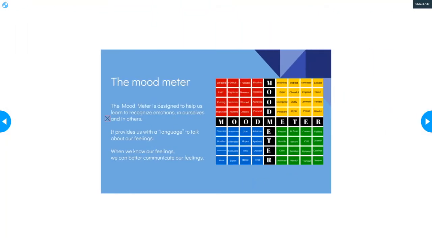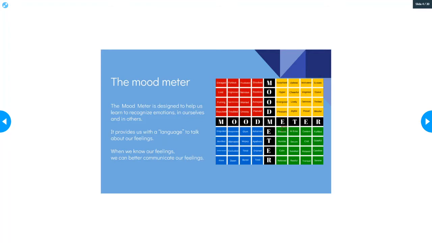Next thing is the mood meter. The mood meter is designed to help us learn and recognize emotions in ourselves and in others. It provides us with a language to talk about our feelings. When we know our feelings, we can better communicate our feelings. So we have the color yellow. So we have words like energized, lively, joyful, ecstatic. So really high energy, real positive energy.